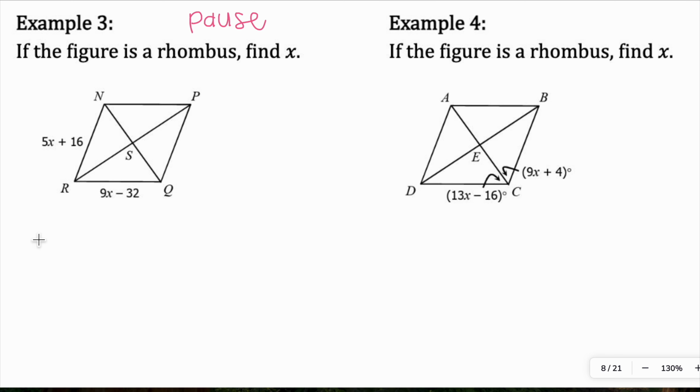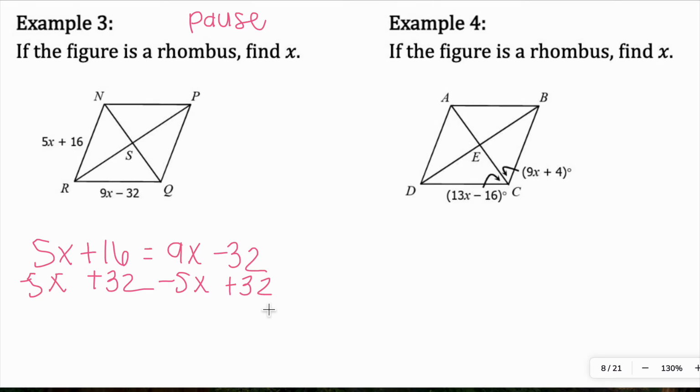All right, if the figures are rhombus, find x. So I have 5x plus 16 is equal to 9x minus 32. Those are going to be equal because all sides of a rhombus are the same. So I'm going to subtract 5x from both sides, add 32 to both sides, and I'm going to get 4x here and 48 there, so x has to be equal to 12.